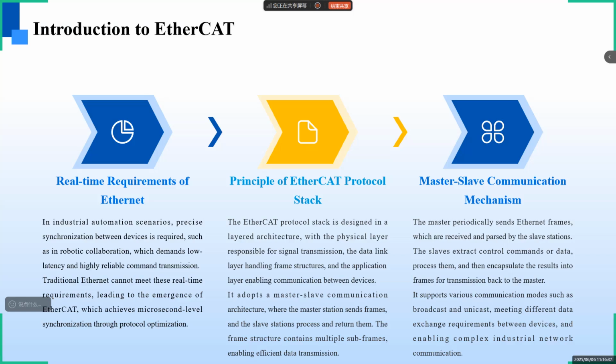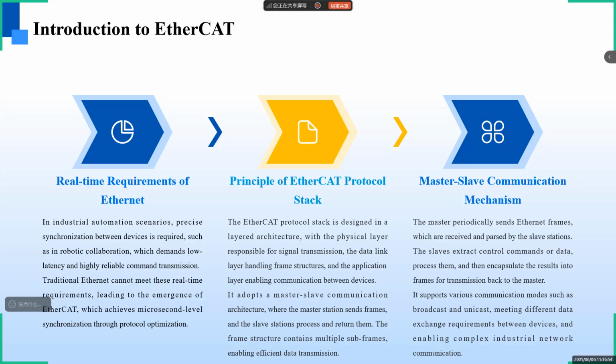It optimized the traditional communication method of the tire mesh and adopted a main gravity communication architecture. Send one frame of data periodically through the main battle. All are connected in series, receiving and processing, achieving microsecond synchronization.